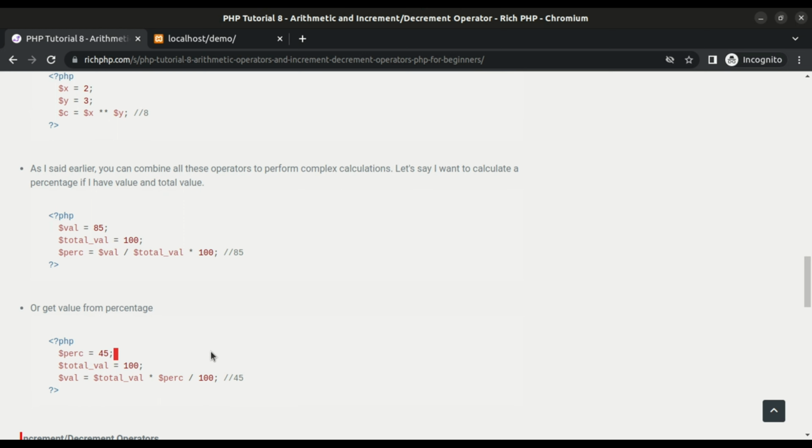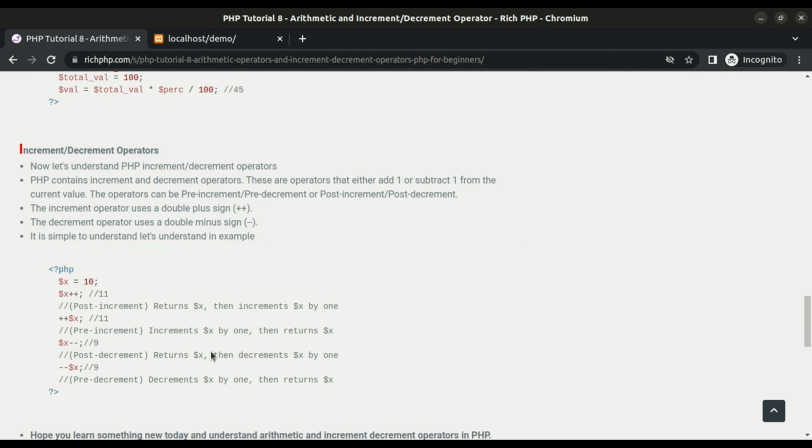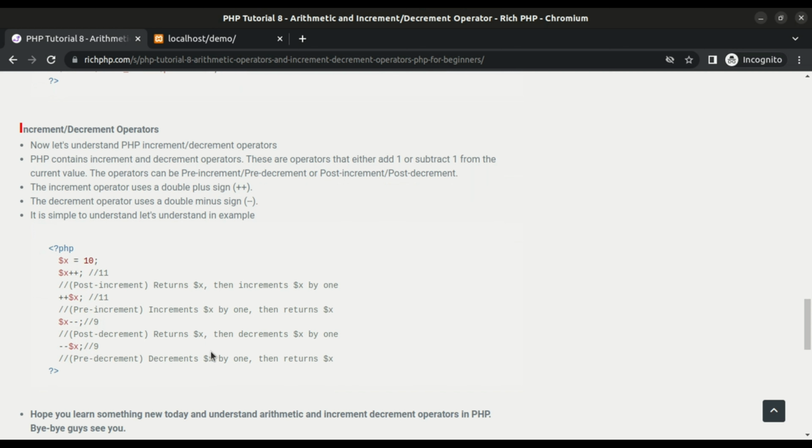Now this is the simple arithmetic operator. Hope you can understand it easily. Now the increment and decrement operator. Basically the increment operator uses the double plus sign and the decrement operator uses the double minus sign. Keep it in mind. We can use post increment and pre increment. If we use plus plus after the x variable, that is called post increment. And if we use plus plus before the x variable, that is called pre increment.